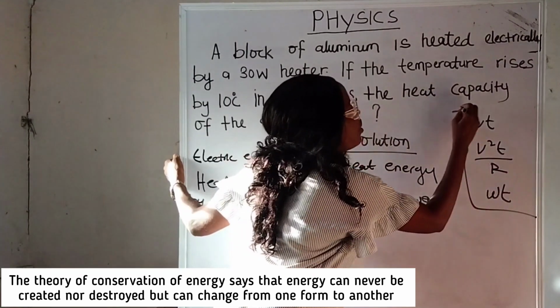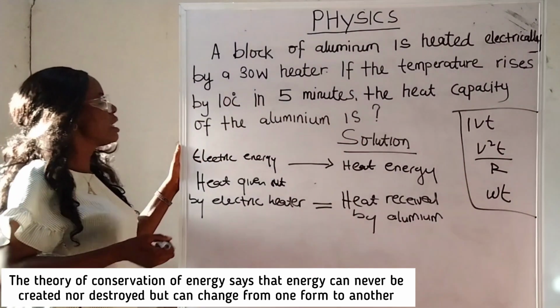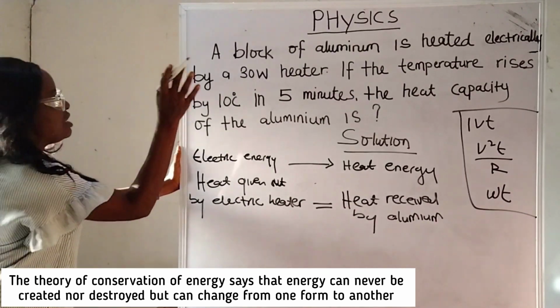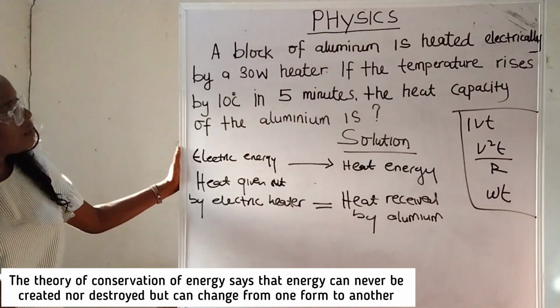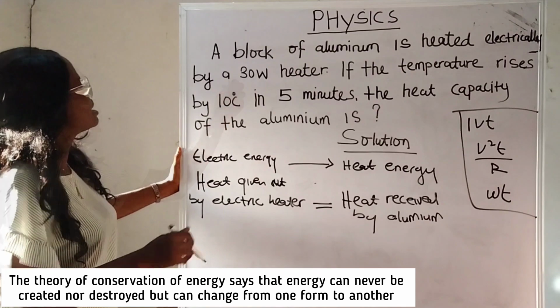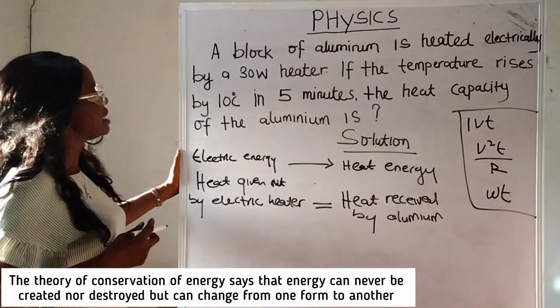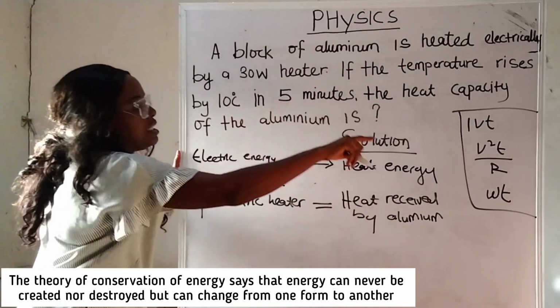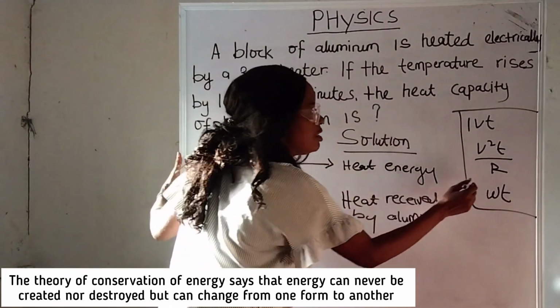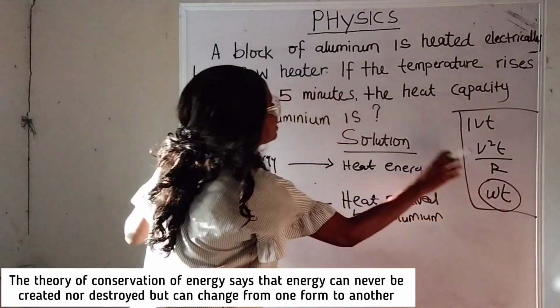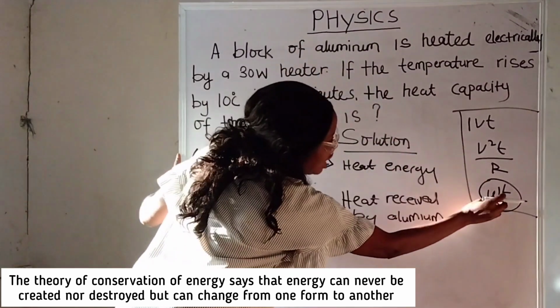Okay, this is a formula for electric energy. Now, which one do we use according to the data given to us? We look at it. We see W, which is power, and we also see 5 minutes, which is time, which means we use this formula. The data given to us here suit this formula.